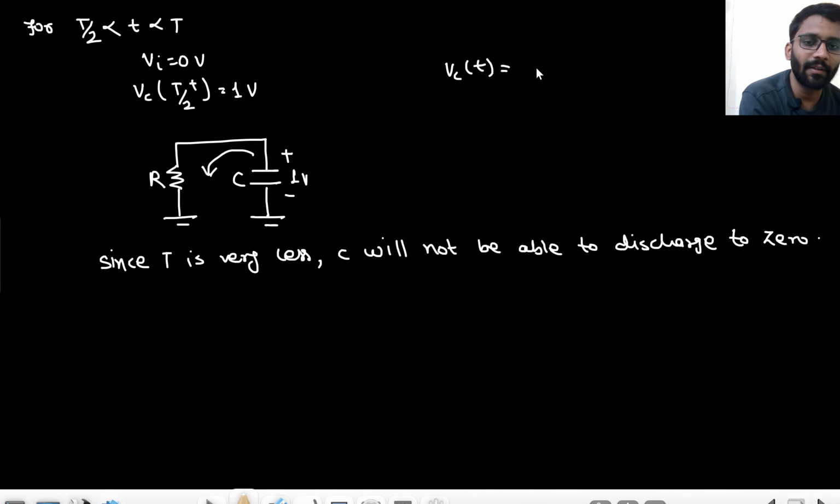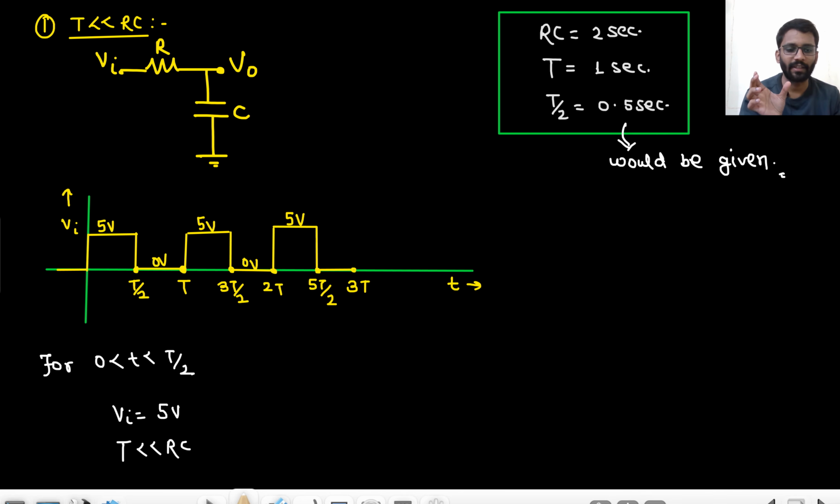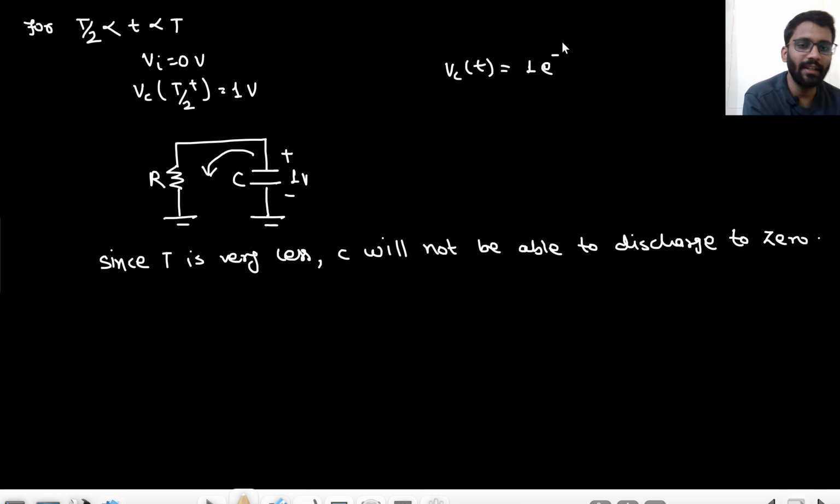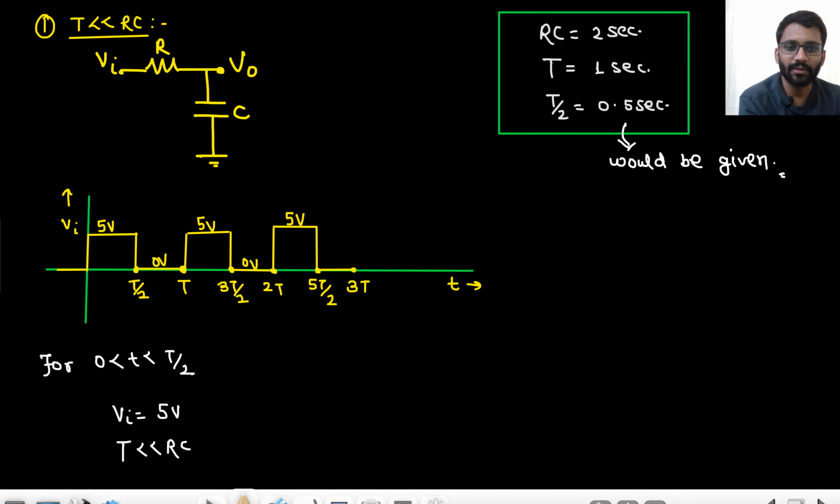So what will be the voltage? 1 into e to the power minus t upon tau. So how much time is it getting? It is getting T by 2 to T time, that means it is getting 0.5 second, right? So in 0.5 second, and what is the time constant? That is 2 second, right? Time constant is 2 second.